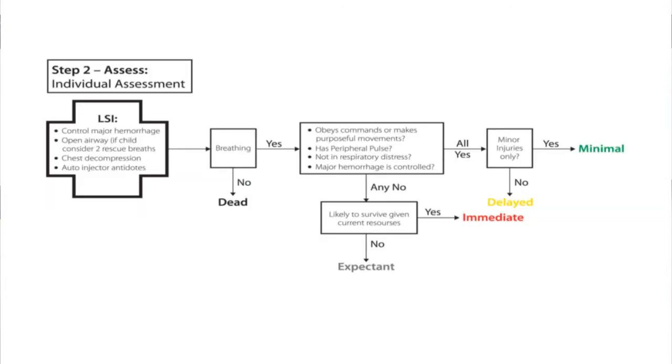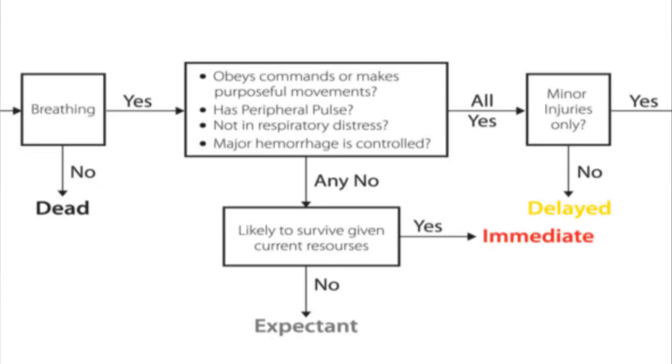The first step in assessing our patient is to assess if the patient is breathing or not. If they are not breathing, they are dead. If the patient is breathing, then we'll move on to the next step of the assessment process. We want to find out if the patient obeys commands or makes purposeful movement, has peripheral pulses, is not in respiratory distress, and if major hemorrhage is controlled. If the answer to any of those 4 questions is no, you need to consider likelihood to survive given the current resources. You need to consider the current resources, meaning the amount of rescuers you have on scene versus the patients and transport units.